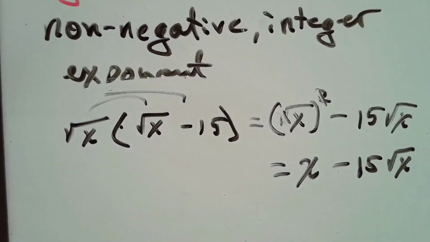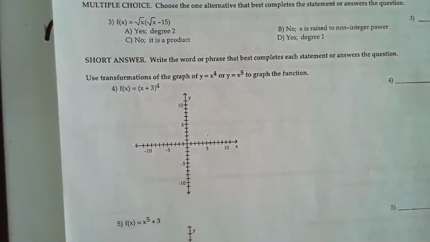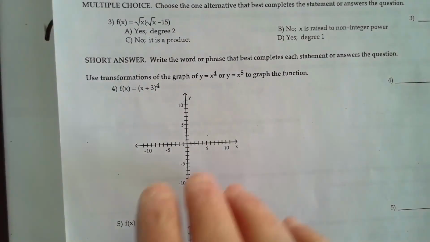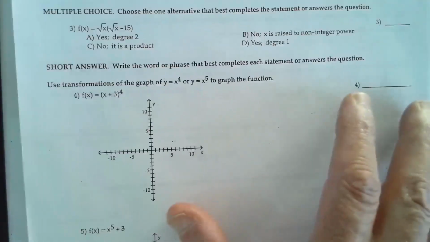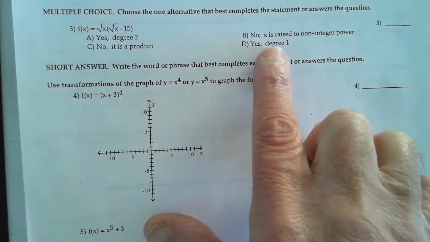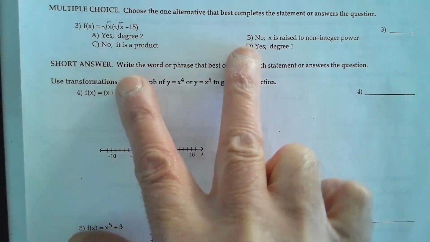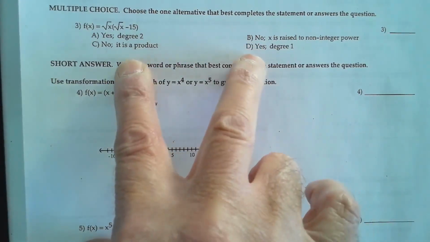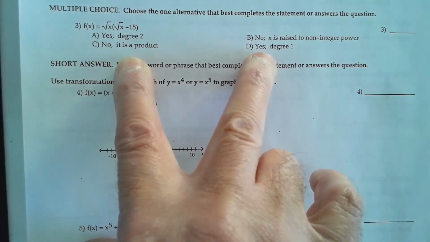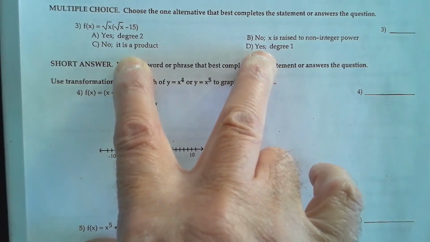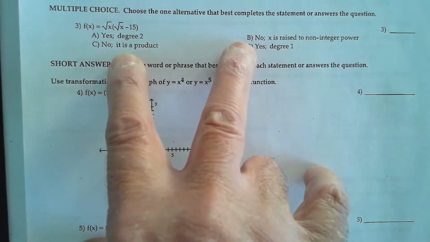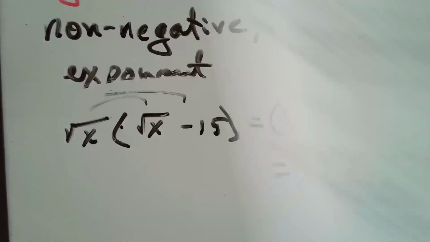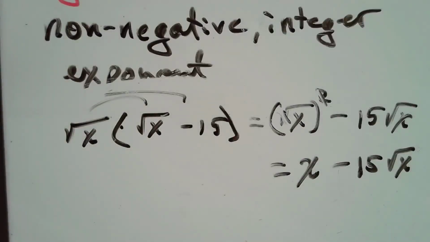All right, good. So it would be C. Well, there's two no's, right? One is a product, and the other is raised to a non-integer power. Oh, it's B. It's B, right? Product was not part of the definition, right? So it's B. All right, good question there.